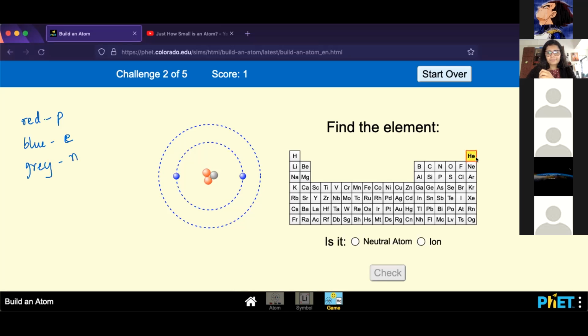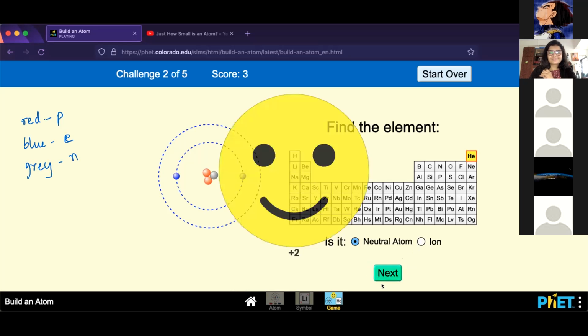Helium click किया. Neutral or ion? Ma'am, neutral. Okay, 2 people said neutral. If one more says neutral, I'll go with the majority. If not, I'll need more answers. Ma'am, neutral. Neutral. Okay. Good job. Nice.